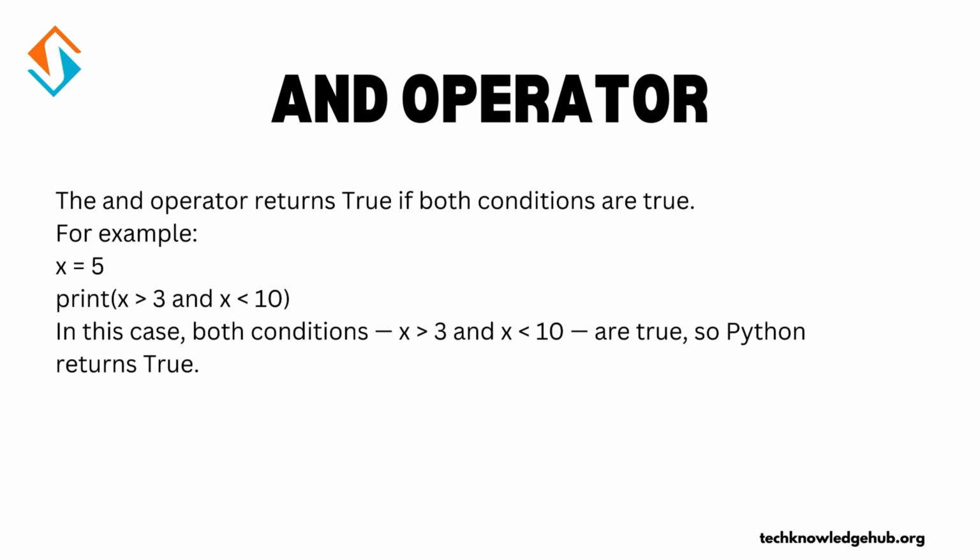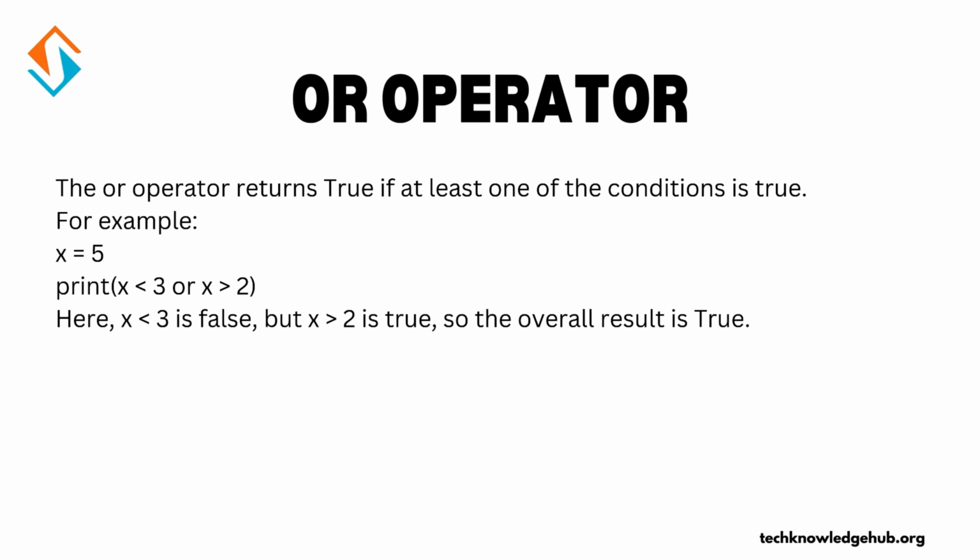First is AND operator. The AND operator returns true if both conditions are true. Here's an example. x equal to 5, then print x is greater than 3 and x is less than 10. In this case, both conditions, x greater than 3 and x less than 10, are true. So Python returns true.